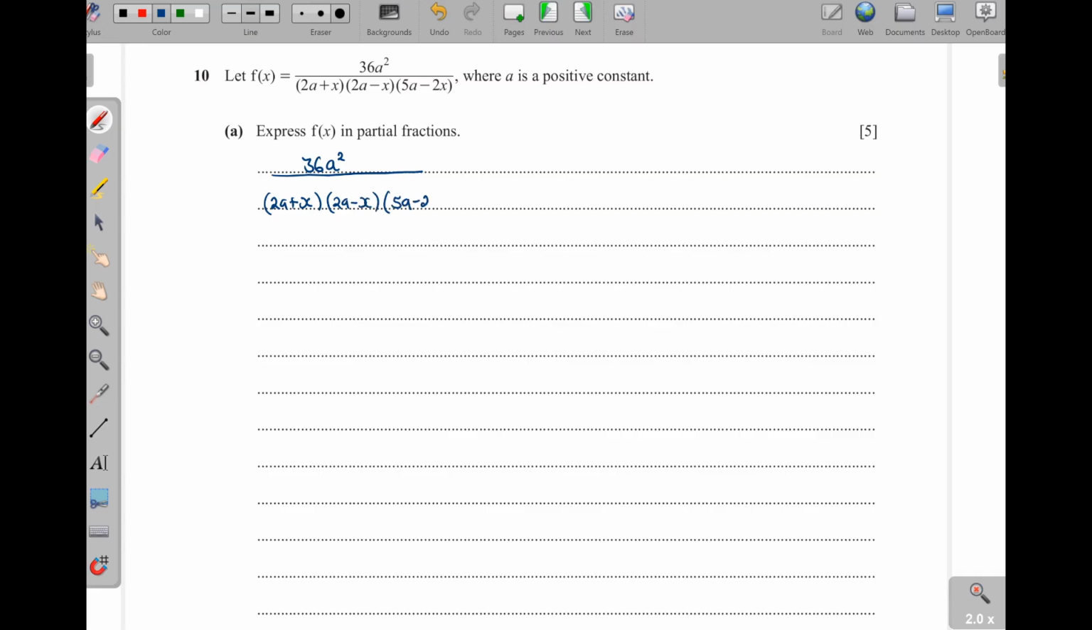5a minus 2x. So that means we shall say this one is equal to A, then out of this one, which is 2a plus x, then plus we shall have B, then out of the middle one, which is 2a minus x, and then C out of the 5a minus 2x. Now this is our LCM.